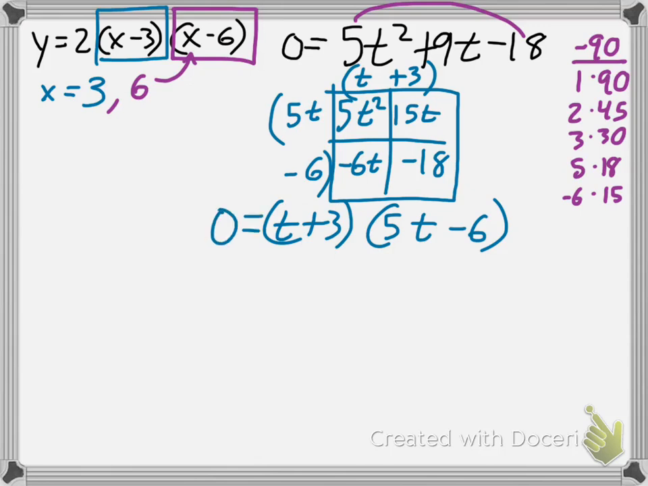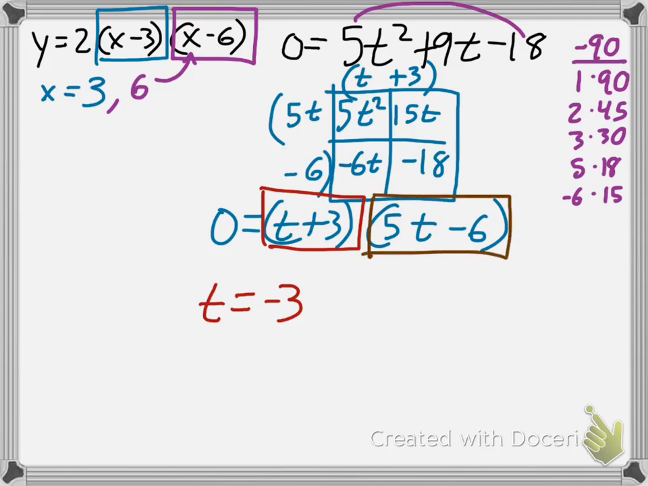That's equal to 0. So what values will give me 0 out? Well, I need to make this one equal to 0. So that's going to give me t is equal to negative 3. If I put negative 3 in for t, that gives me out 0. The harder one is maybe this right side, 5t minus 6. I need 5t minus 6 to be equal to 0.